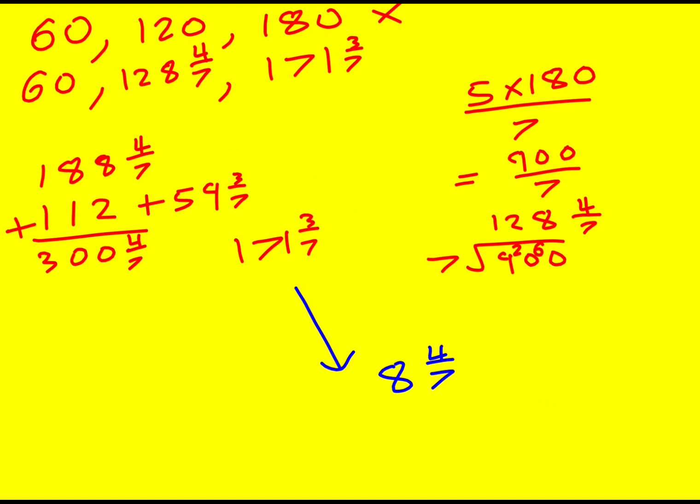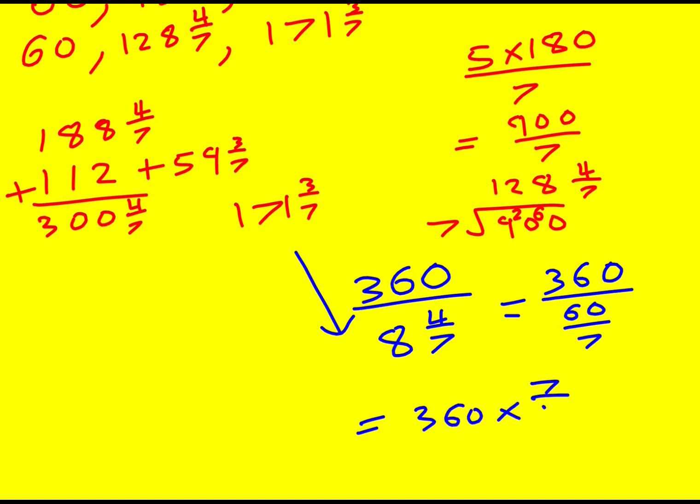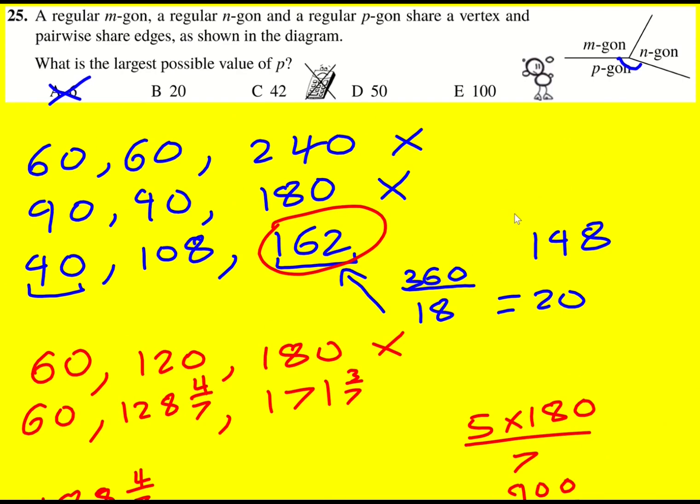Okay, because they add up to 180. So then I need to do 360 divided by 8 and 4 over 7. Now 8 is 56 over 7, so it's going to be 360 divided by 60 over 7, or 360 times 7 over 60. 60 cancels with this, and I get 42. So it is achievable. We can do better, not just 20, 42, but we can't do any better than that, okay?